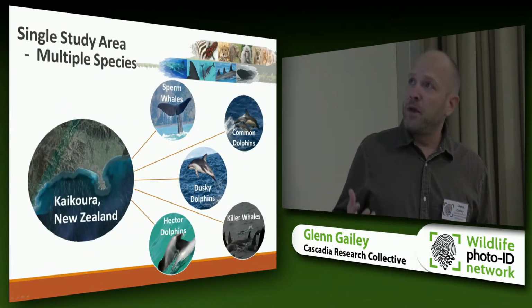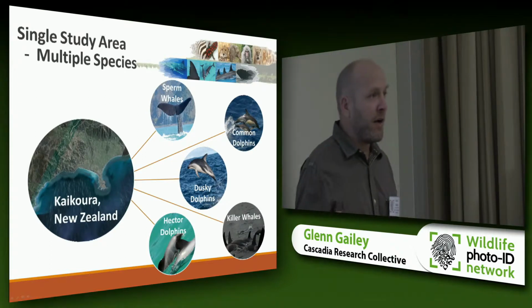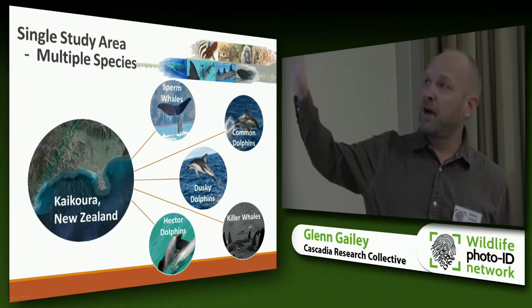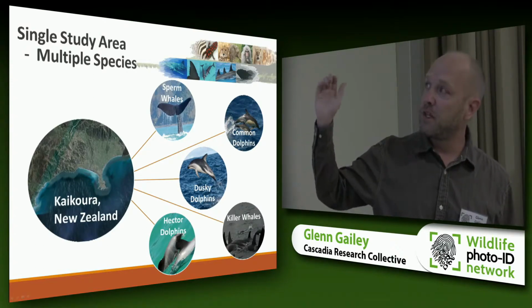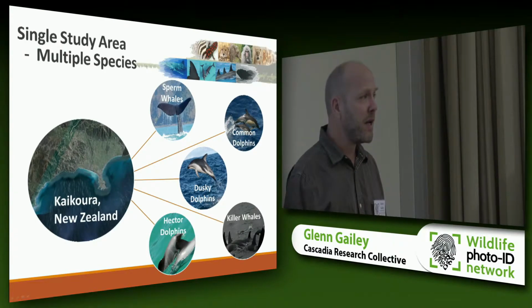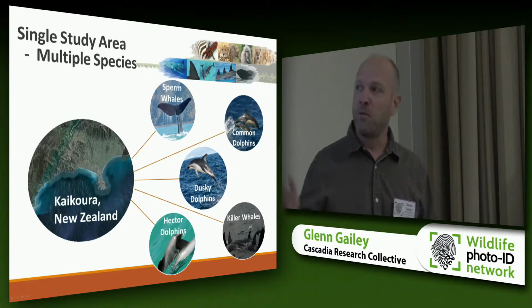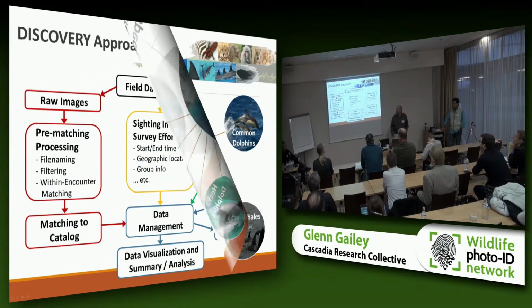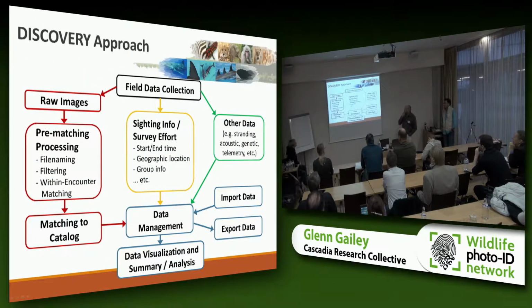But even with one single study area, for example, in Kaikoura, I can go out in one day and identify 5 different species: sperm whales, dusky dolphins, common dolphins, killer whales, Hector's dolphins. And this presents a huge management issue of how you deal with the data with multiple species in one single area. So that was our approach with Discovery. And I will transfer to my colleague, Leszek Marski.